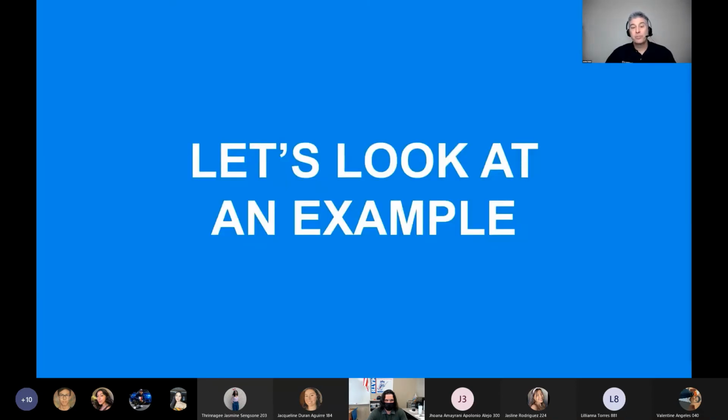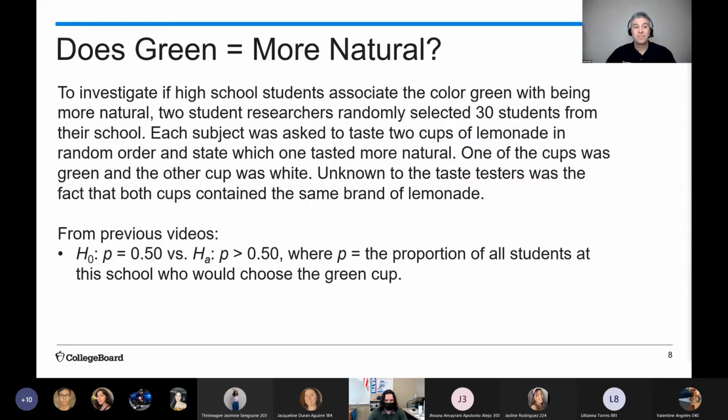Now let's look at an example to put this in context. To investigate if high school students associate the color green with being more natural, 2 student researchers randomly selected 30 students from their school. Each student was asked to taste 2 cups of lemonade in random order and state which one tasted more natural.